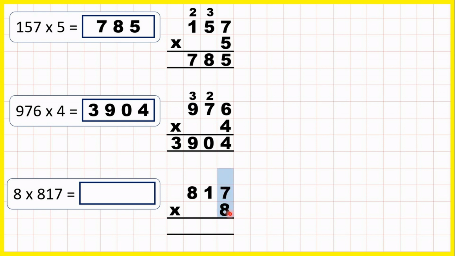7 times 8 is 56, so 5, 6. On to our next digit. 1 times 8 is 8, plus 5 is 13, so 1, 3. And our last digit. 8 times 8 is 64, and 64 plus 1 is 65. We don't have any other digits to multiply, so we can write the 65 in our answer line. So our answer is 6,536.